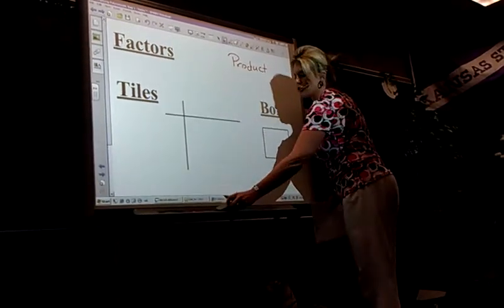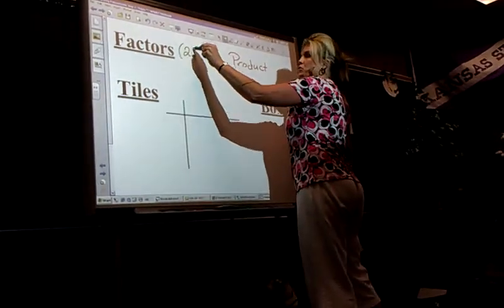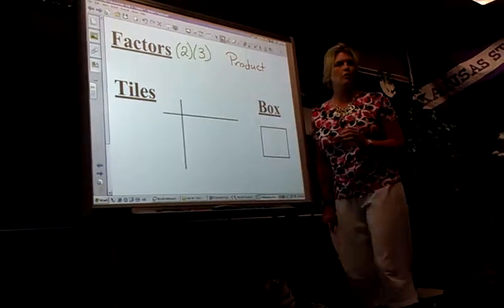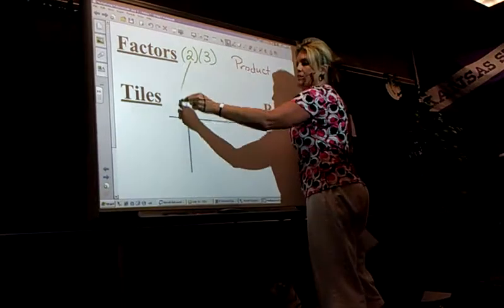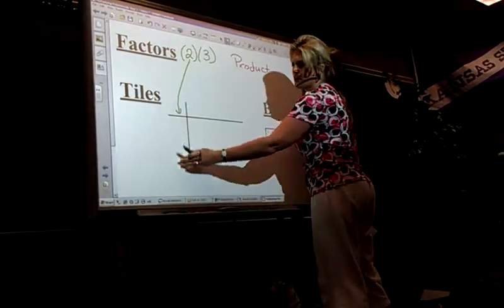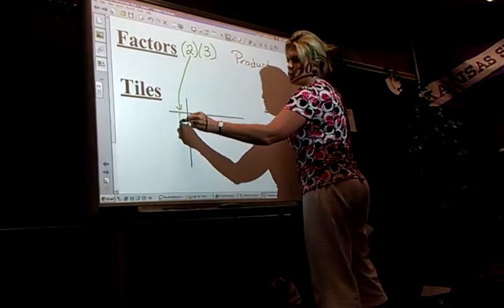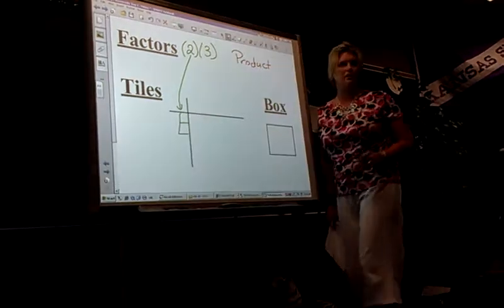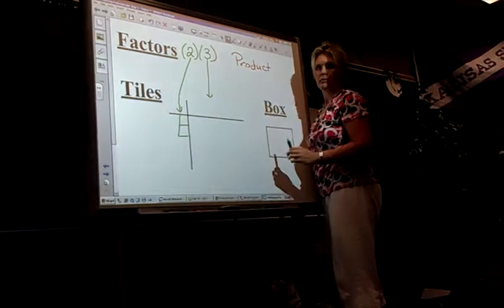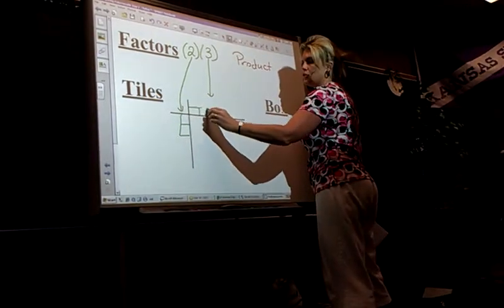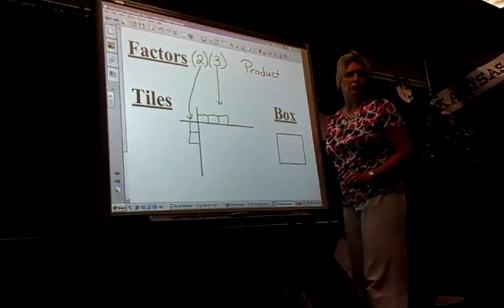Let me show you how we're going to use the tiles to show how to multiply. Let's go with 2 times 3. There are my factors. In tiles, whatever's in the first parentheses, we draw down this first column. I'm going to draw 2 tiles and just connect them. What's in the second parentheses, I'm going to take across the top: 1, 2, 3. So the factors go on the outside of the factor frame.